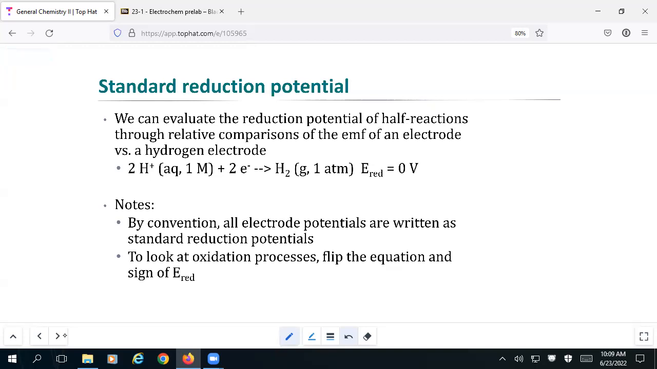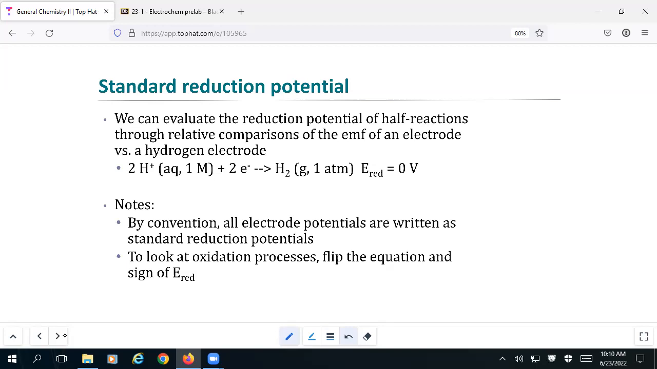So now we can look at that standard hydrogen electrode and we say, okay, there's our standard, there's our 0 point. We can measure every other cell relative to that one. Well, what that gives us is a table of values that would indicate the standard reduction potential of every cell possible relative to that of hydrogen. And that's what these tables are all about.